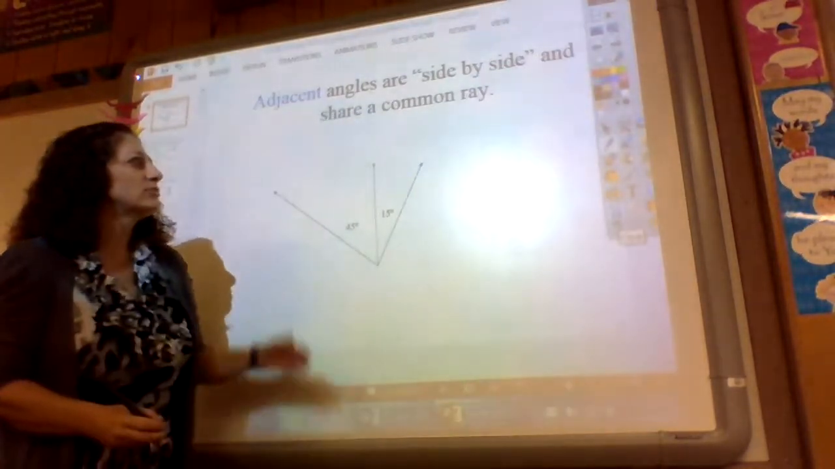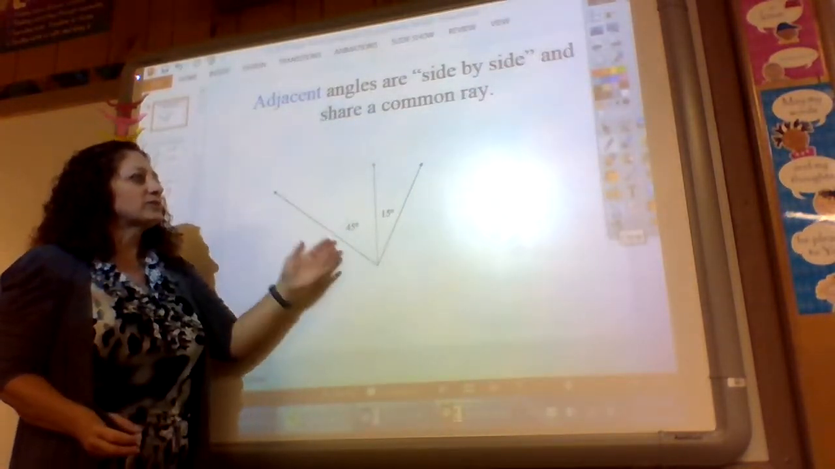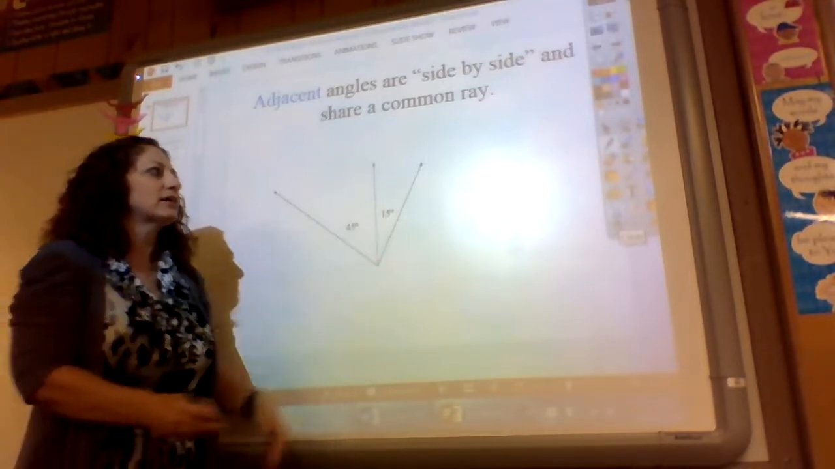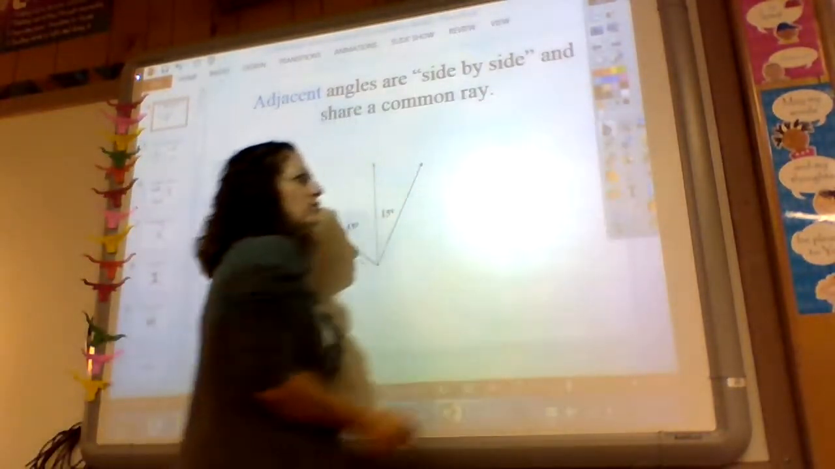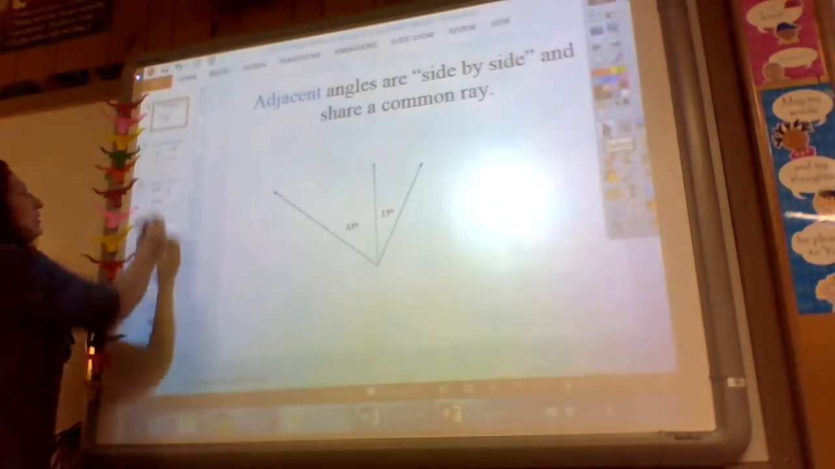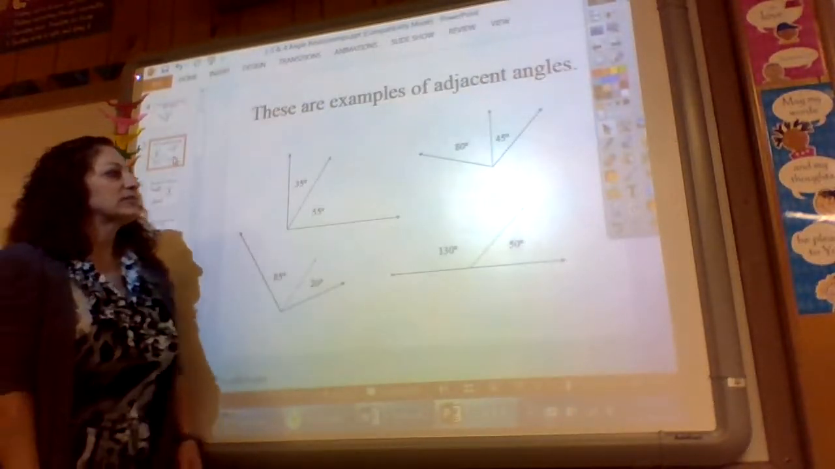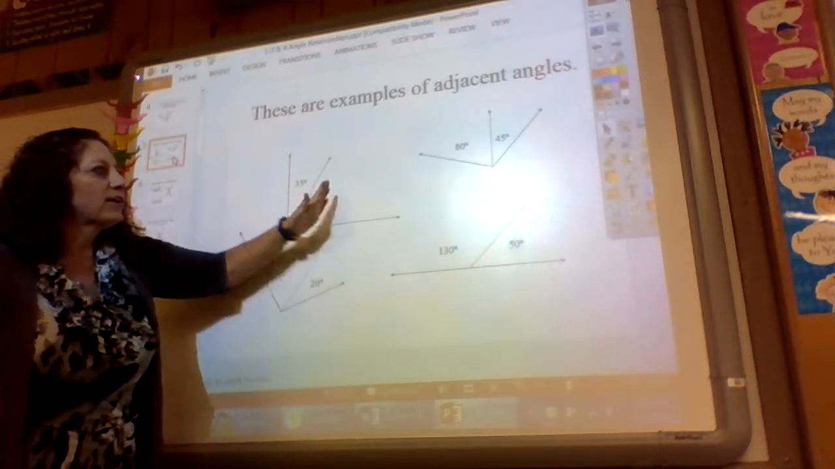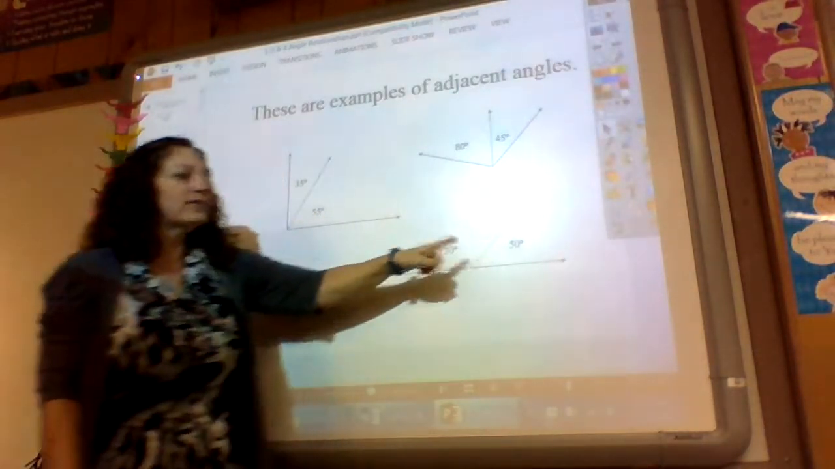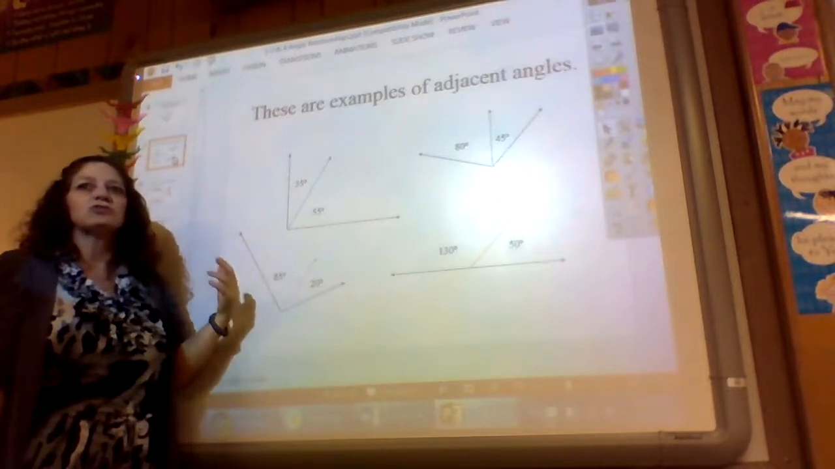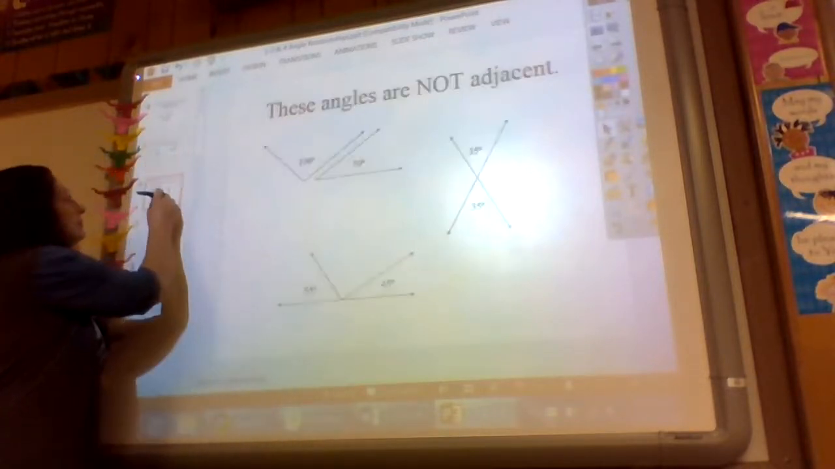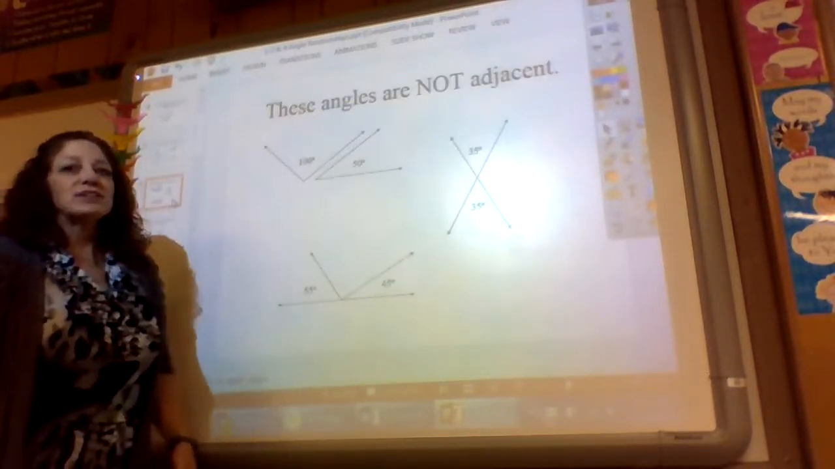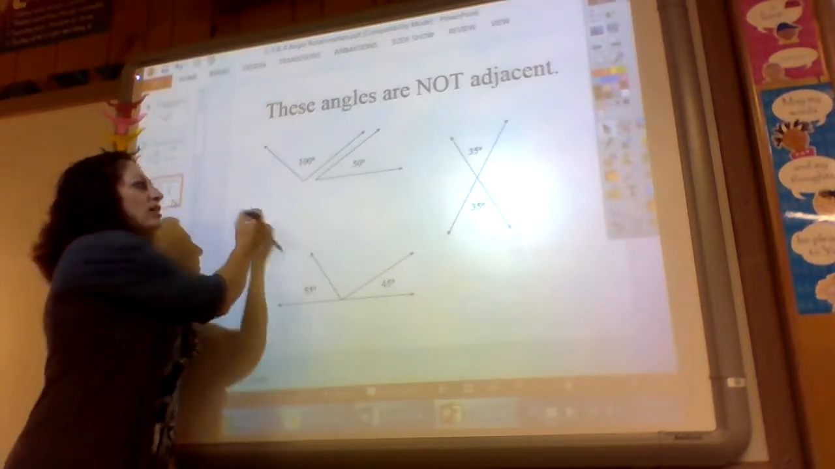Okay, adjacent angles, there's really no comparison other than they share that one side. There's not a set of equal angles or anything like that. Moving on, these are all examples of adjacent. So the 35 degree is adjacent to the 55, the 80 is adjacent to the 45, and you see the colored rays, which just shows you that they're sharing their ray. And these are not adjacent, so the word would be non-adjacent.